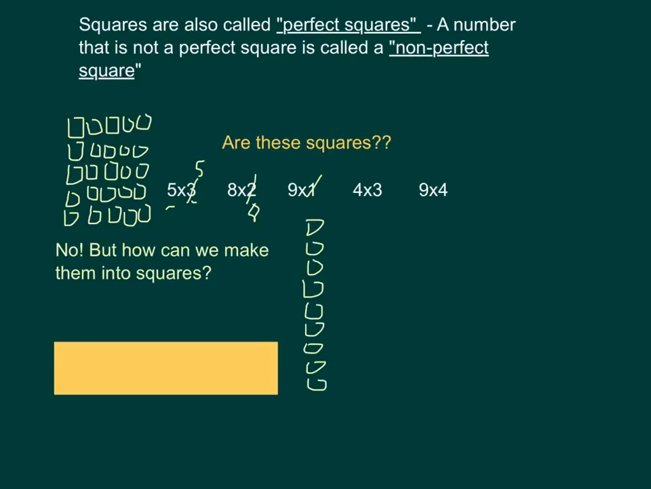We know that's not a square, so we change that to 9. 4 times 3 becomes 4 times 4. 9 times 4 becomes 9 times 9. And that's how we can get them all to be squares.